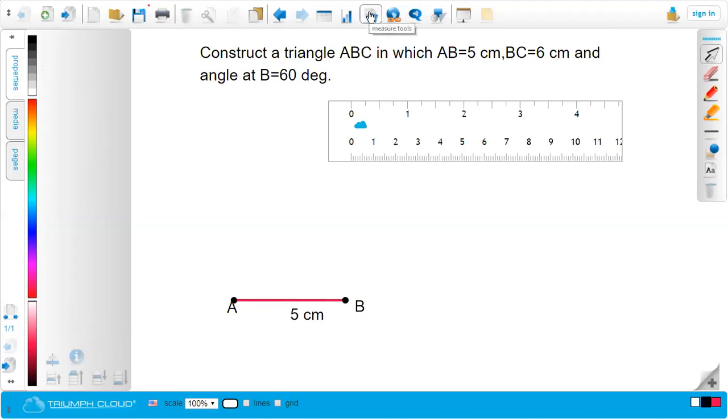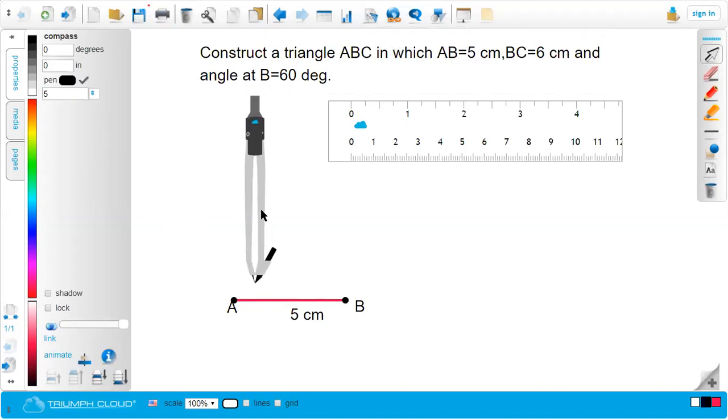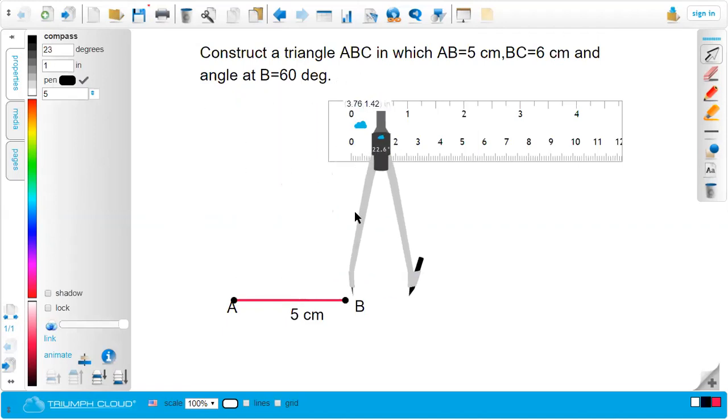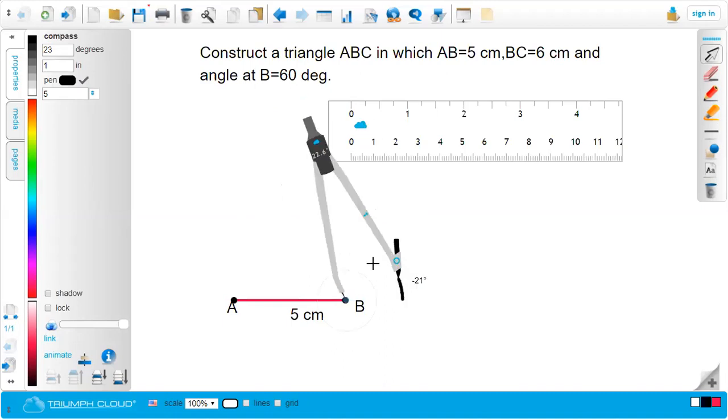So let me take the compass. I am going to construct an angle of 60 degrees by using the compass. You can use the protractor also here. Let me take the compass here, and putting the needle of the compass at the point B, because here the angle of 60 degrees is formed at this point. So let's draw an arc.